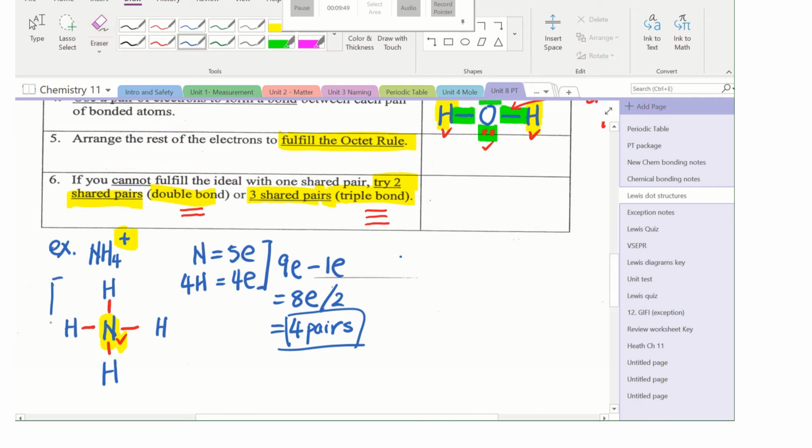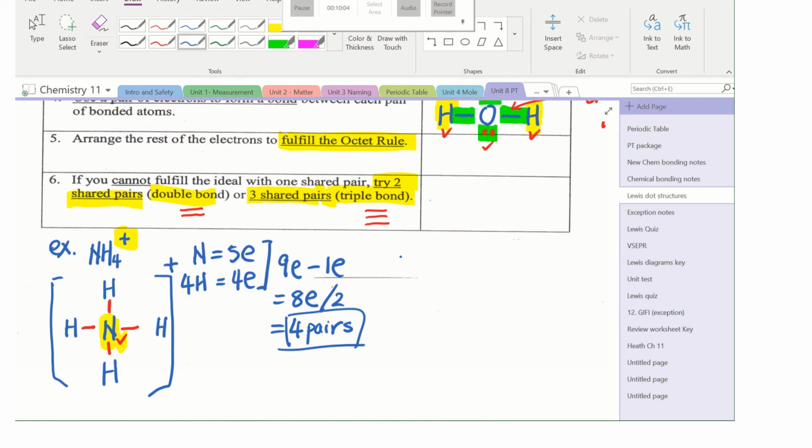And the last step for this molecule is to finish it by putting a square bracket around it. Because it's an ion, you need to put the charge on the upper right corner like this. Okay, and we are done.